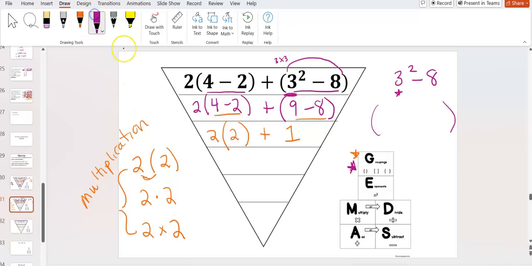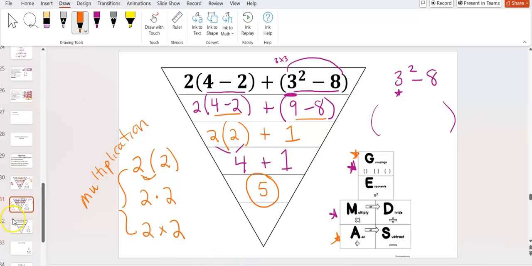All right, now I've got no more exponents. We're going to go ahead and do our multiplication and division. We're going to multiply these 2. 2 times 2 is 4. Bring down the rest of my problem. And now I'm going to come back to addition and subtraction. So my final answer here is 5.